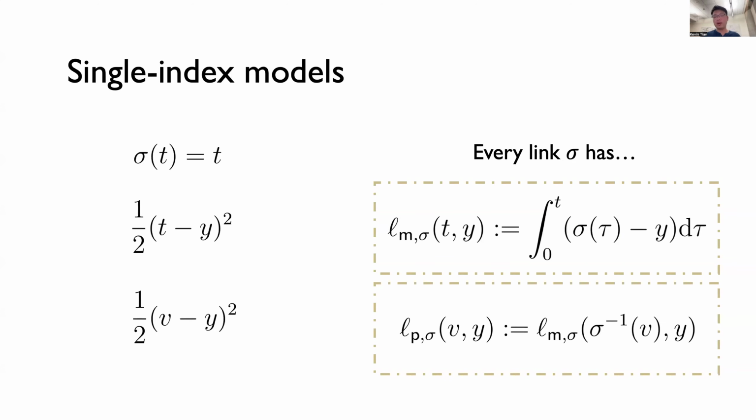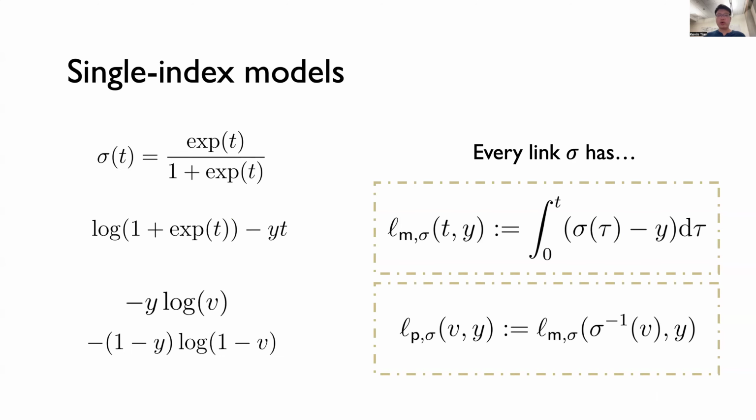Okay, so just to give some examples of this, when sigma is the identity link function, the induced matching loss and proper loss are both simply a rescaling of the squared loss. On the other hand, when the link function is the logit function that rescales the reals into the interval 0, 1 based on how confident you are via exponentiation, the induced matching loss and proper loss are variants of cross entropy and logistic loss.